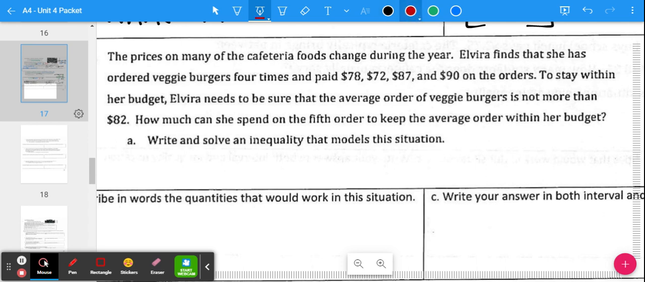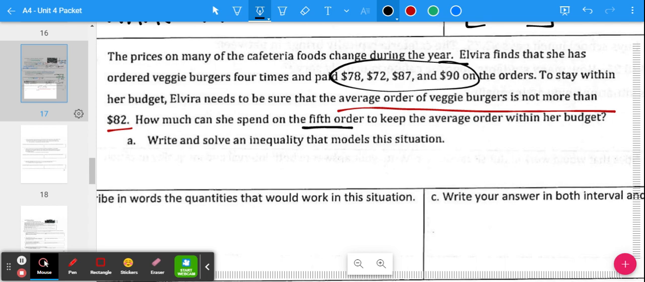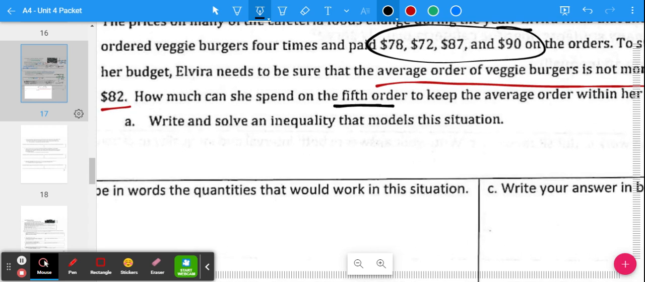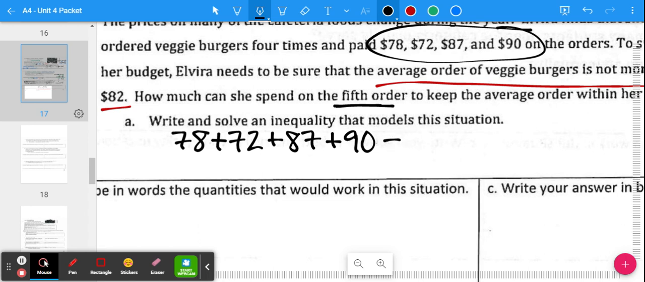So because of this word average, that means we're going to add up all the prices of the veggie burgers, and they need to be no more than $82. So our first veggie burger order, there's our first 4, and then the 5th is our unknown. So when we write our inequality, we have 78 plus 72 plus 87 plus 90. And then that 5th order is our unknown, so we're going to call it x.